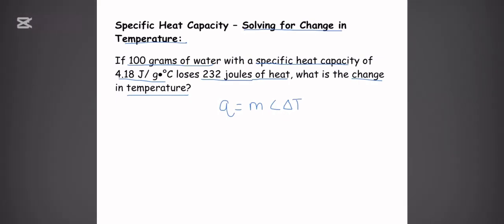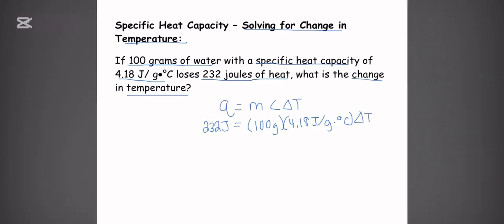So if 100 grams of water, then our mass is going to be 100 grams of water. Then the specific heat capacity will be 4.18 joules per gram per Celsius. Then our Q will be 232 joules of heat, since the water loses 232 joules of heat. And what is the change in temperature? So now we're going to solve for delta T.